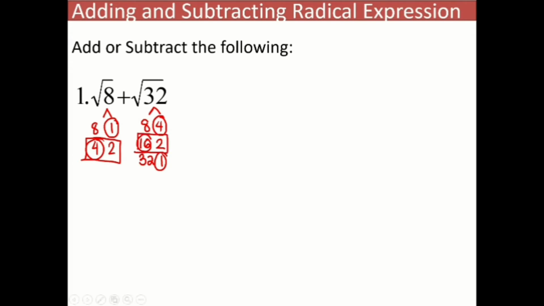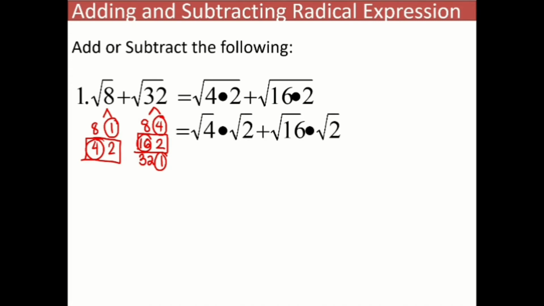So we will now rewrite it. That's the same now as square root of 4 times 2 plus square root of 16 times 2. So we will apply the product law for radicals. That's now the same as square root of 4 times square root of 2 plus square root of 16 times square root of 2. We know that 4 is a perfect square and also 16 is a perfect square, and they have square roots. Square root of 4 is 2 and square root of 16 is 4. So that's now 2 square root of 2 plus 4 square root of 2.